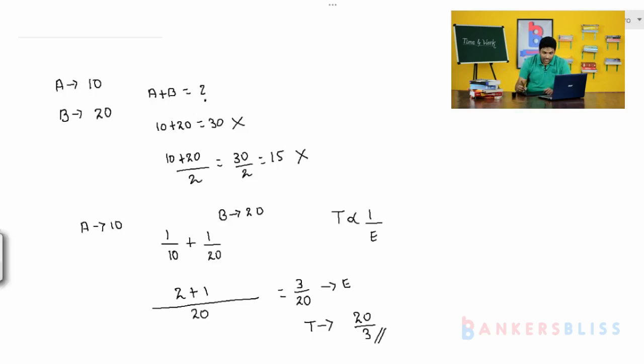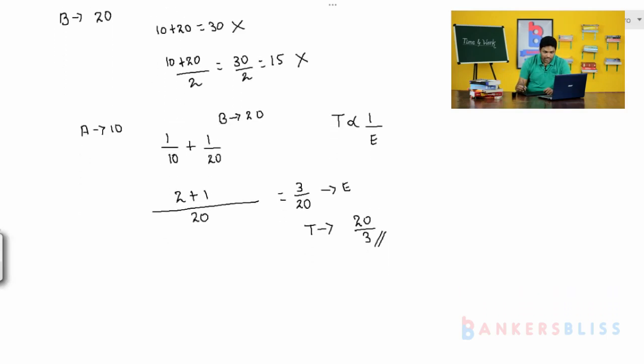Okay, see here, let me take one more example. If A completes a task in 2 days, then per day how much is he going to complete? Half. The first day 50% of the work, the second day another 50% of the work he is going to complete.